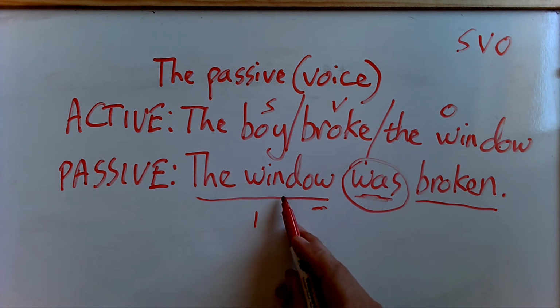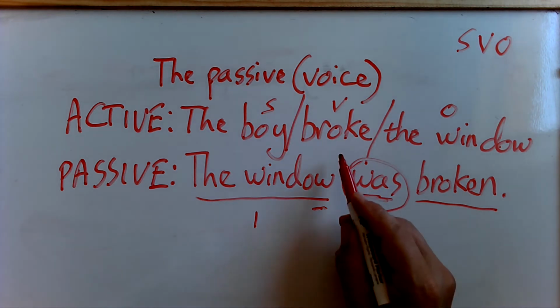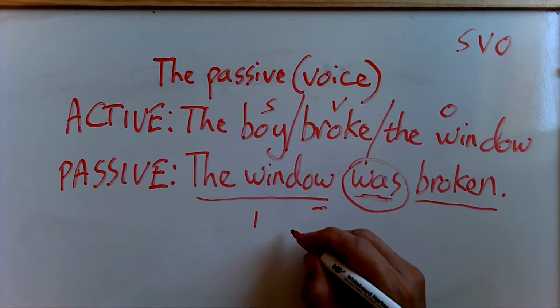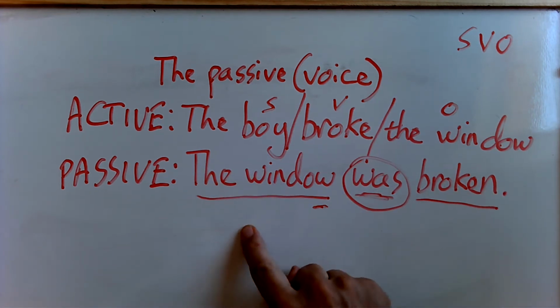So singular, third person, past simple. Broke, past simple, be, goes to was. We use the third form of the verb, broken. The boy broke the window: the window was broken.